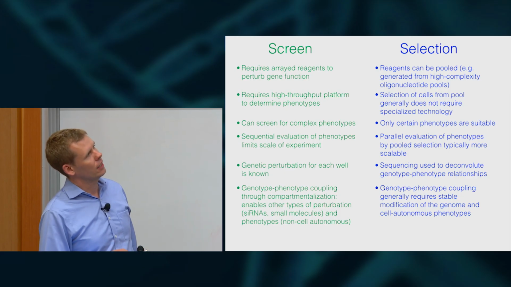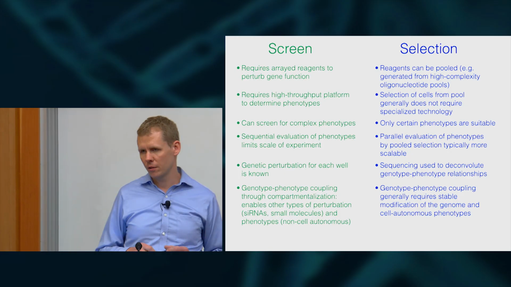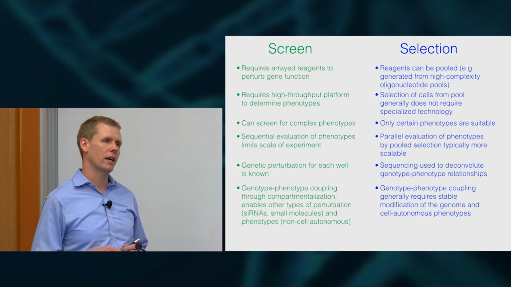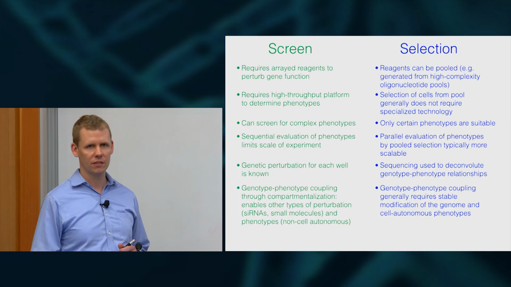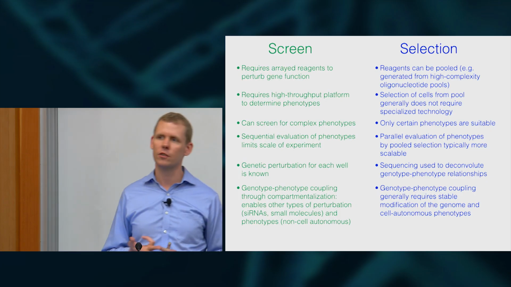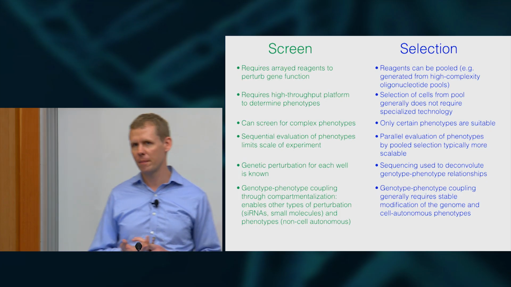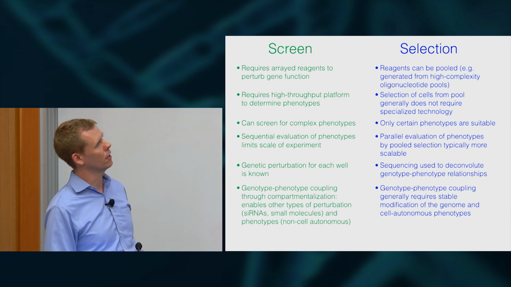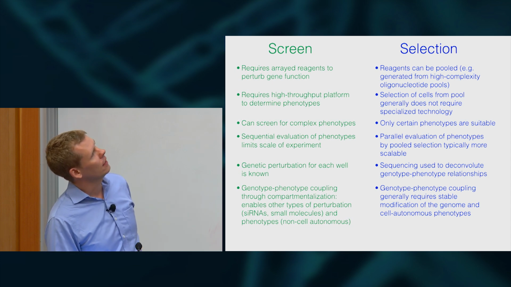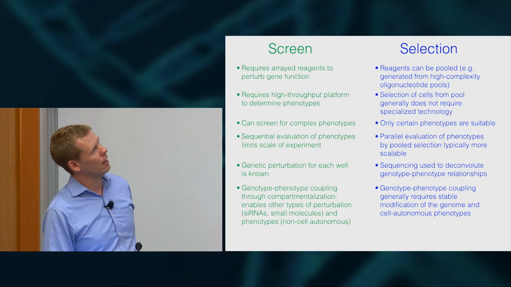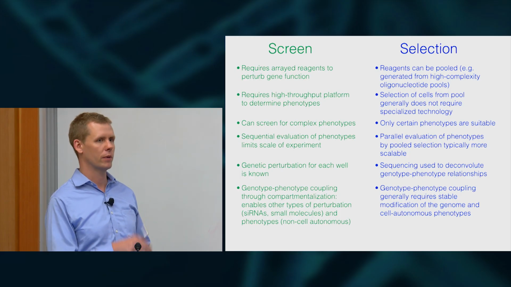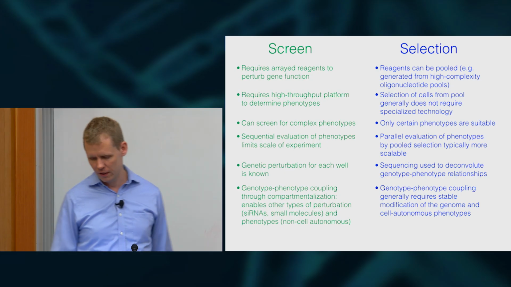And essentially, that means you can only screen cell-autonomous phenotypes, right? You couldn't answer a question such as, I have tumor cells and stromal cells, and I'm interested in tumor cell survival, but I want to find out what are all the genes in stromal cells that matter for this. That doesn't work. You have to perturb the gene in the same cell where you read out the cell-autonomous phenotype. Versus here, the genotype-phenotype coupling in a screen is actually given through physical compartmentalization. You have your well where the cells are, where the reagents are, and that gives you the coupling that you need.